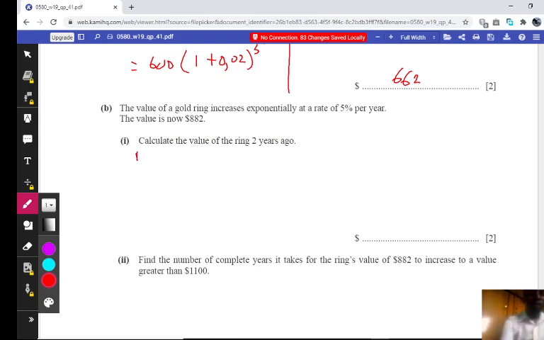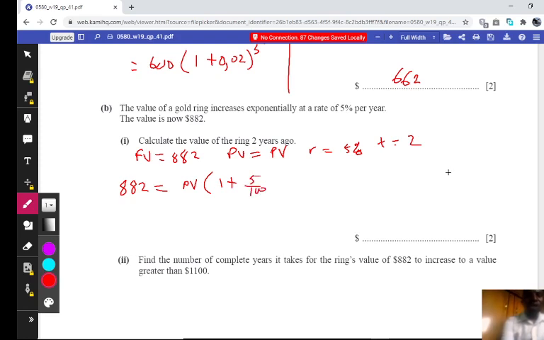But here, our future value is now 882. Our present value, we don't have our principal value. So that's the one that you want actually. Then our r is equal to 5%, which is 5 over 100. Let me just write 5% here. Then time is 2 years. Now let's substitute. So you say 882 is equal to PV times 1 plus 5% which is 5 over 100, to the power of time, which is 2 in this case.